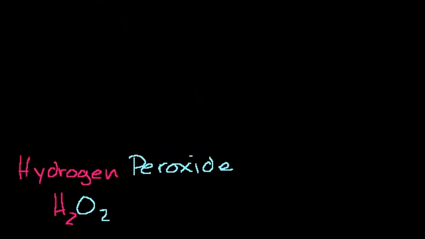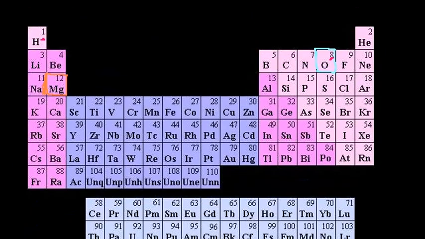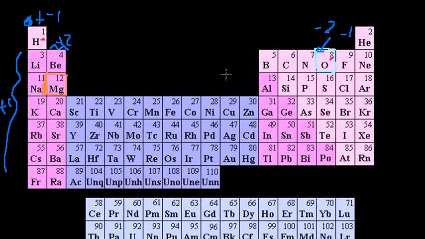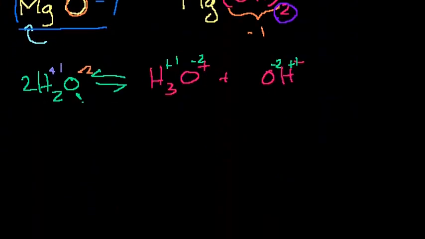So hydrogen peroxide. I've said multiple times already that oxygen tends to have a -2 oxidation state. This is -1. I think you see the pattern. These guys are +1. Hydrogen is +1 or -1. These guys are +2. I think you see the pattern. It's whether you want to lose or gain electrons.